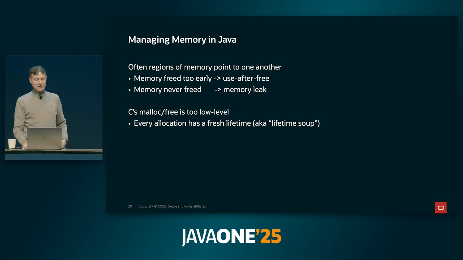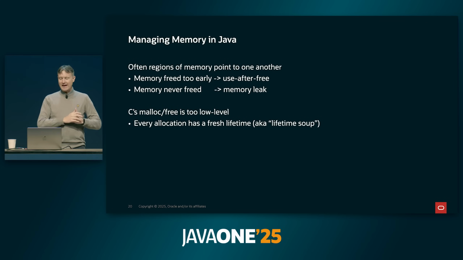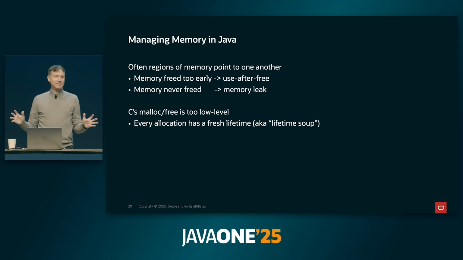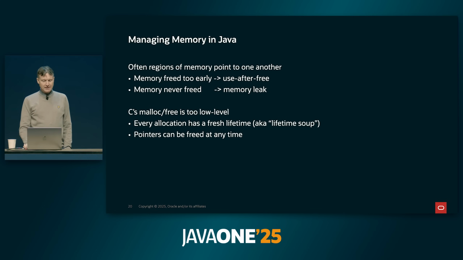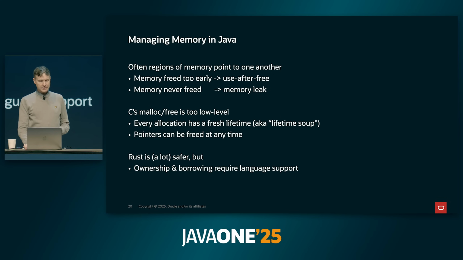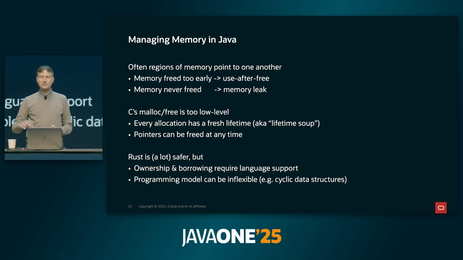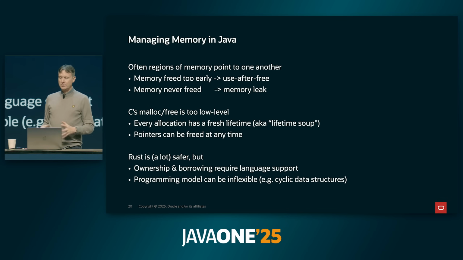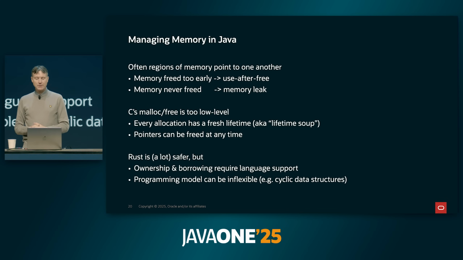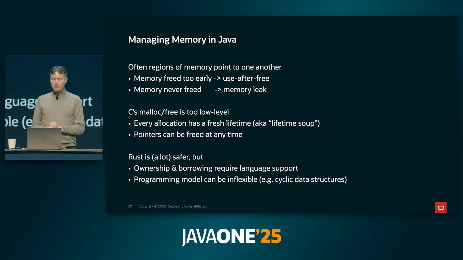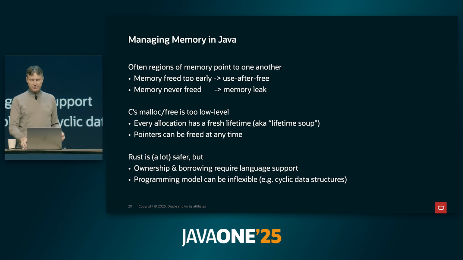When you do it in C, every allocation is a fresh lifetime. You allocate something there, and they are not related. Pointers can be freed at any time. In fact, you can have a pointer on the stack as well. Then we have Rust, which is on the other side, with ownership and borrowing built into the language. The programming model can be quite inflexible when it comes to cyclic data structures.